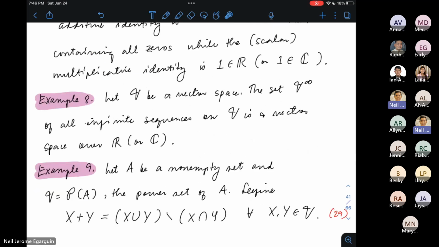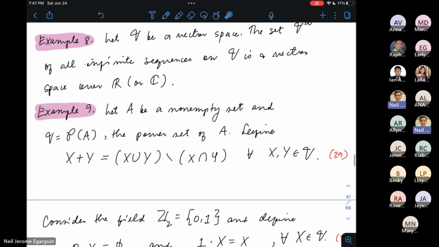Other examples: if you have a vector space V infinity, this is the set of infinite sequences, and it is also a vector space. I mean, they are no longer n-tuples. For example, you have 1, 0, 0, 0, 0, 0, 0, forever. This is an infinite sequence of elements. If you take all possible infinite sequences in a vector space, it is still a vector space. The identity here is the infinite sequence of all zeros, and the scalar multiplicative identity is still 1. It is like an extension of n-tuples. Now we allow infinitely many entries in the vector spaces. Okay?